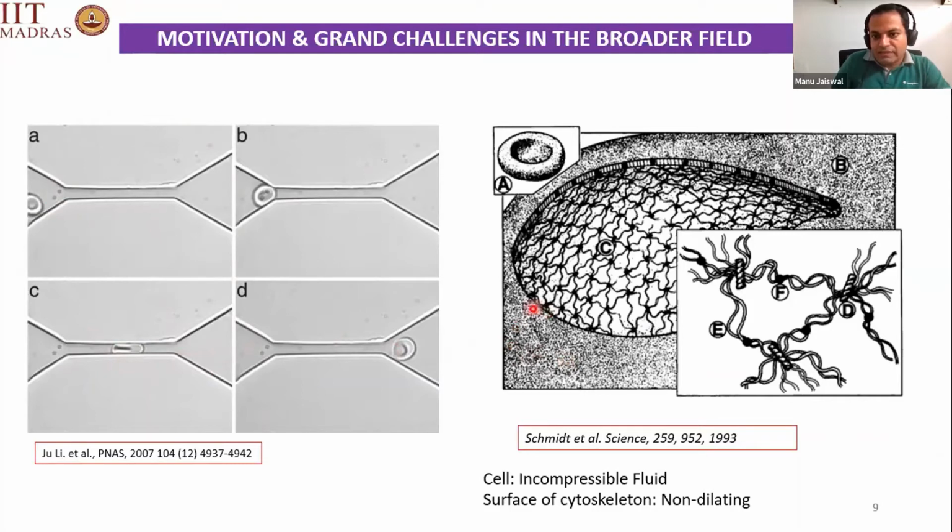And this is actually very surprising because the membrane is not just a fluidic membrane. In fact, there is a cytoskeleton, which is a tethered membrane. And in a tethered membrane, you have a triangular lattice as shown here. You have nodes and you have connecting worm-like polymers. So this has to maintain the structure under different conditions. And what makes this problem special is that the cell is incompressible and the surface of the cytoskeleton is non-dilating.